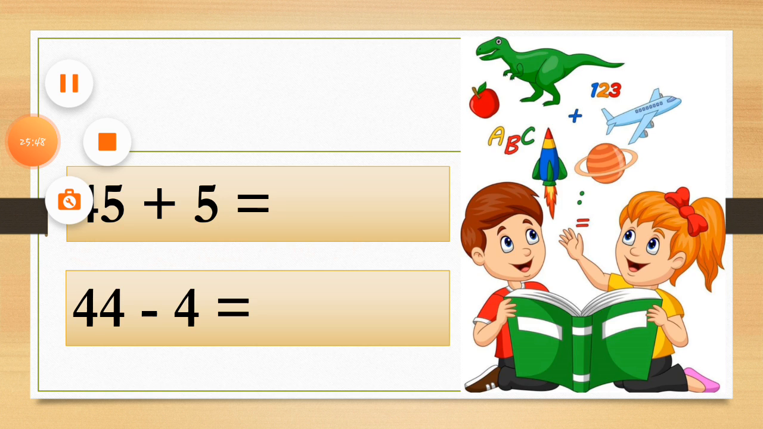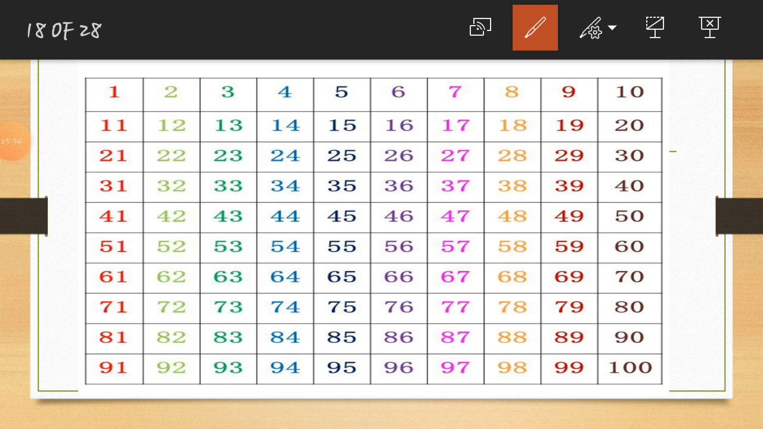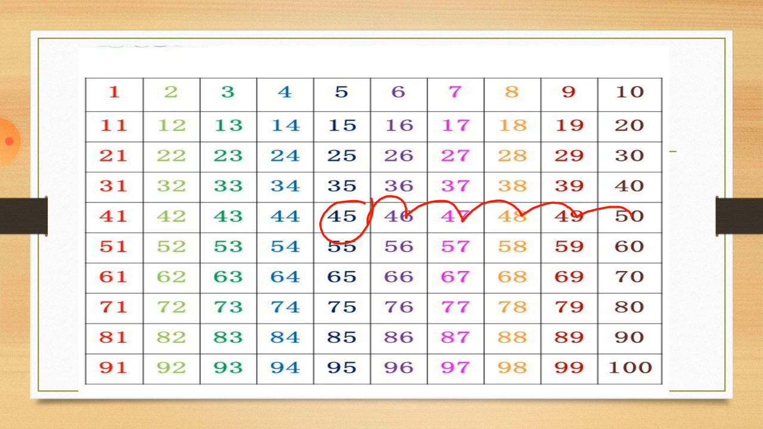Let's see, students. The question was 45 plus 5. Here is the 45 number, you can see I circled it. I have to count 5 steps from it, then I will get the answer. So let's see. 1 step, 1, 2, 3, 4 and 5. So here is our answer, 50.